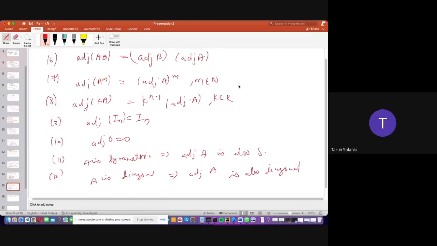If A is symmetric, adjoint A is also symmetric. A is diagonal, adjoint A is also diagonal. A is triangular, adjoint A is also triangular. If A is singular, then mod adjoint A will be equal to 0. Okay, so you can read all these points.